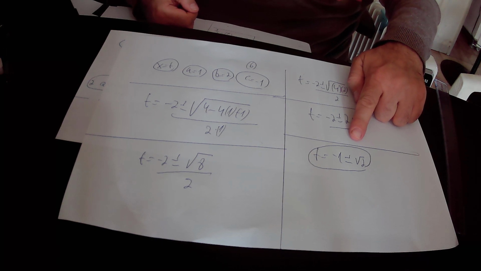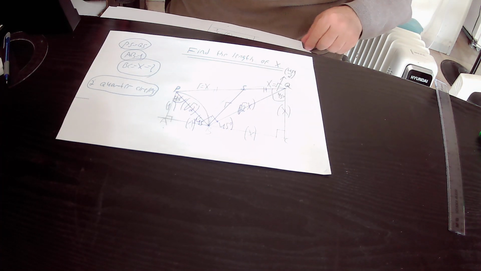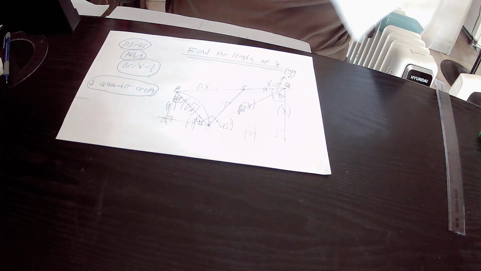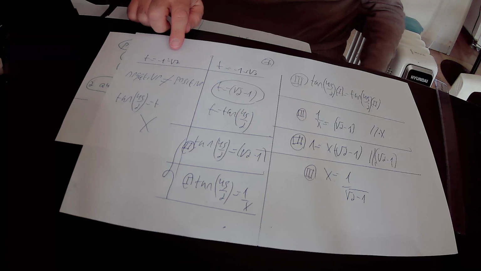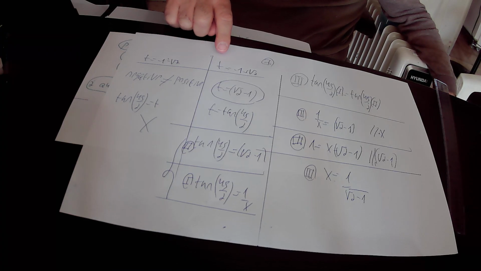So here we have two possible solutions for t. The first solution is t equals minus 1 minus square root of 2, and the second solution is t equals minus 1 plus square root of 2.